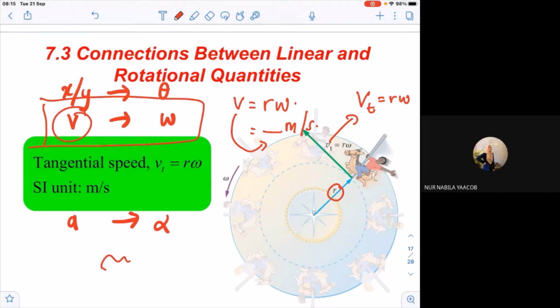That means the speed that is tangent. Why tangent? Because if you look carefully, this speed is 90 degrees to the radius. And this is the radius, and this is the center of the circle. So therefore, we can say that this is a tangential speed.